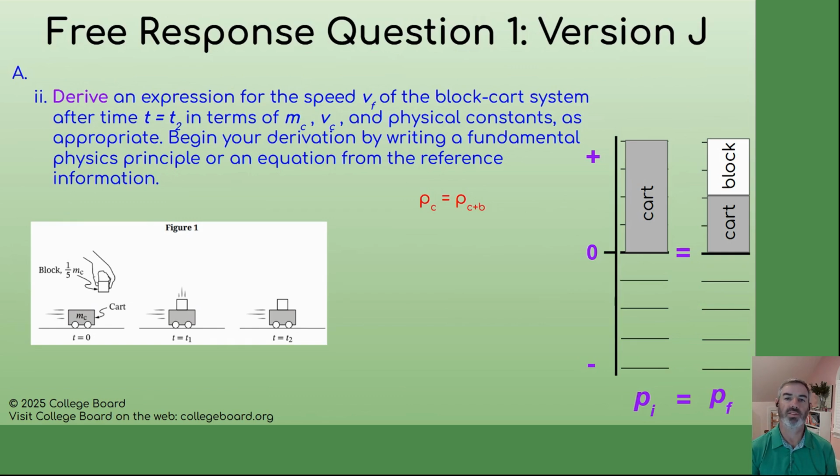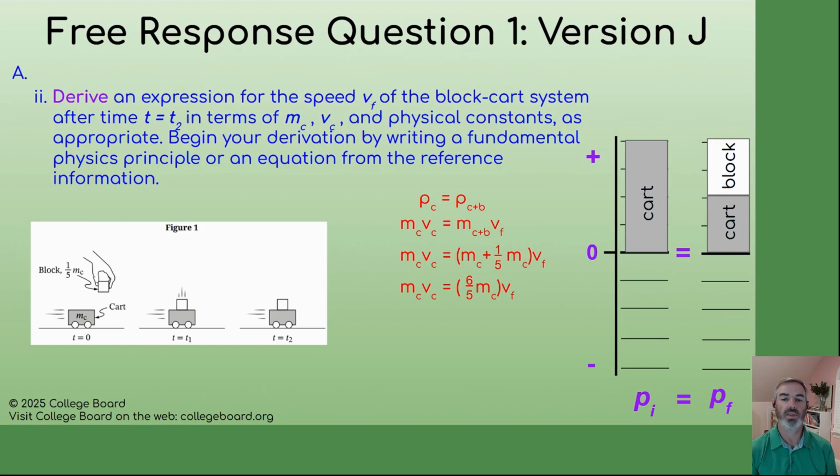Now we can go to our reference information packet and substitute the equation for momentum as mass times velocity. So we have the mass of the cart times the velocity of the cart equal to the mass of the cart and block times the final velocity. Then we can substitute the total mass of the cart and block, which is going to be mC plus 1/5 mC. Then we can simplify that equation, and we get mC vC is equal to 6/5 mC times vF.